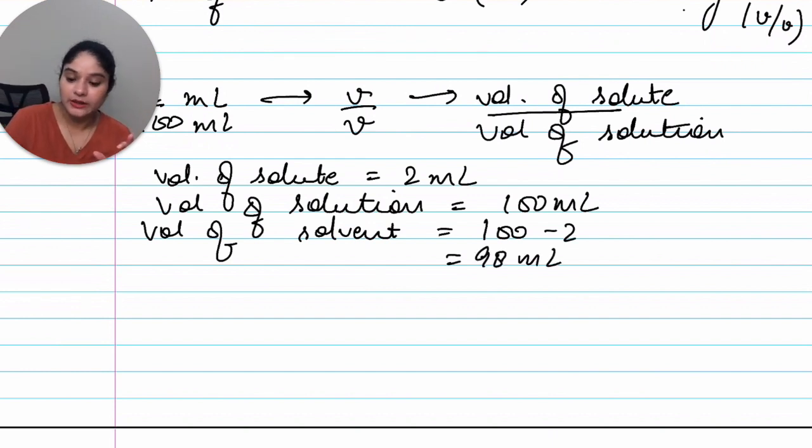Right, students? Now let's say instead of asking the volume of the solvent, they are asking you the mass. So how will we work around that? If they are talking about anything around mass, let's say they ask the mass of the solvent, again the same thing will happen. They will give you the information about the density of the solution or density of the solvent. So let's say they are asking you what is the mass of the solvent. Then they will give you the density of the solvent.